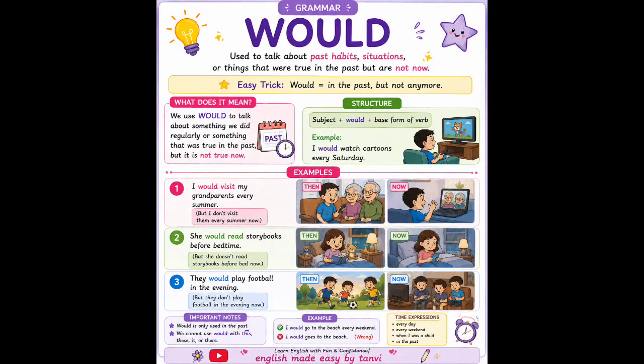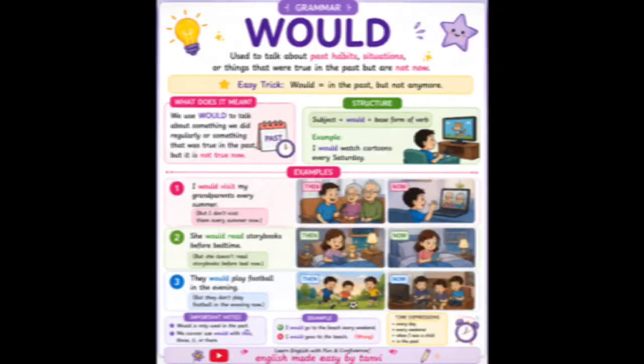Now understand this carefully. Would makes your English sound respectful, soft and professional. That's why native speakers use it a lot. For example, instead of saying help me, you should say would you help me? Instantly your English sounds more polite.